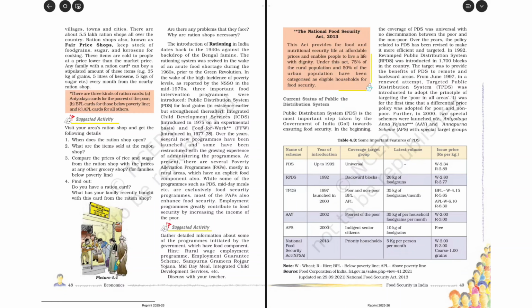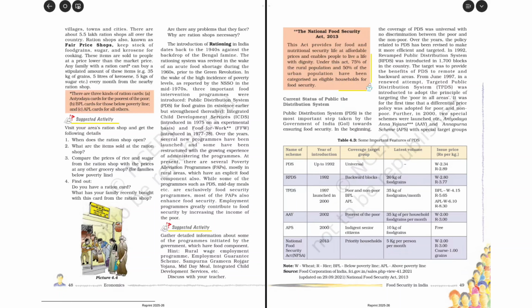Public distribution system is the most important step taken by the government of India towards ensuring food security. In the beginning, the coverage of PDS was universal, with no discrimination between the poor and the non-poor. Over the years, the policy related to PDS has been revised to make it more efficient and targeted. In 1992, revamped Public Distribution System, RPDS, was introduced in 1,700 blocks in the country. The target was to provide the benefits of PDS to remote and backward areas.